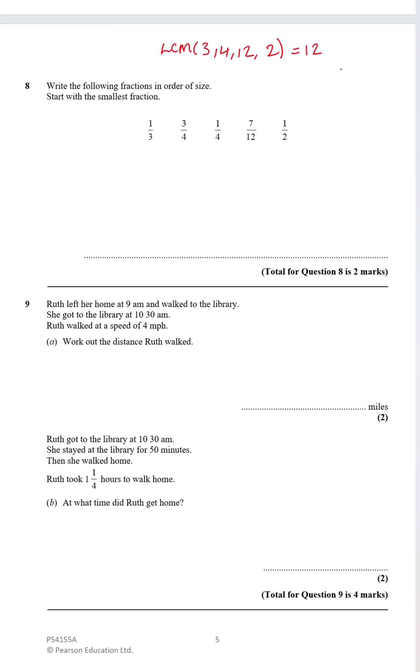If you didn't know that, then the best thing to do is to write down your times tables down the side for all of those numbers. I'm not going to write down the 2s because you'll be able to spot the 2s because they're just even numbers. And it is the smallest number in all of those lists. So we're going to make all of our fractions now out of 12.